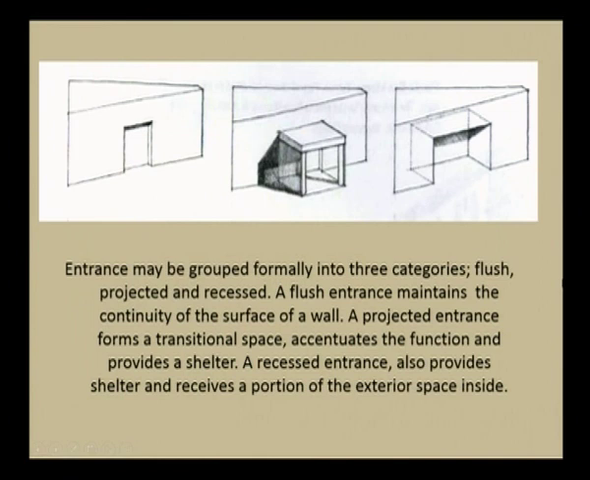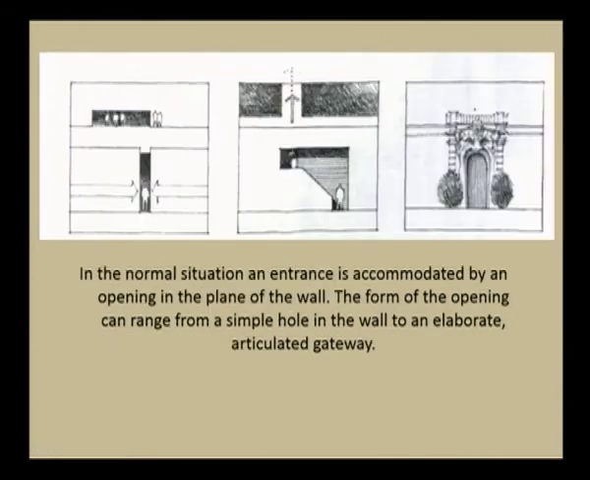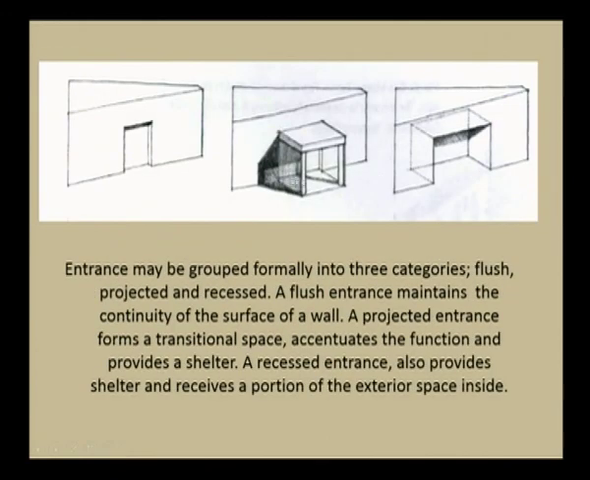Entrances may be grouped formally into three categories: flush entrance, projected entrance, and recessed entrance. A flush entrance maintains the continuity of the surface of the wall. A projected entrance forms a transitional space, accentuates the function, and provides a shelter like what is shown here. A recessed entrance also provides a shelter and receives a portion of exterior space into the inside of the building like what is shown here. We will see later certain examples of all these three categories.